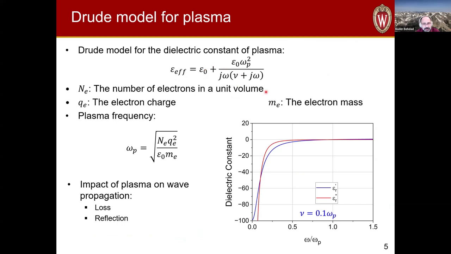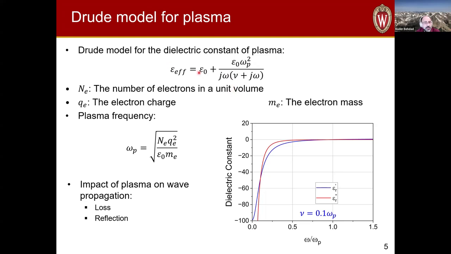So the formula that I have here is the equation for the dielectric constant of plasma, a lossy plasma based on the Drude model. In this formula we have a couple of terms. Epsilon naught is the free space dielectric constant of vacuum, 8.85 times 10 to the minus 12. Omega p is our plasma frequency, and nu is the collision frequency. These are two parameters that are important in plasmas. And omega is the frequency of the wave that may be passing through this medium.